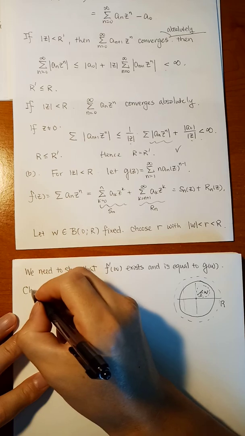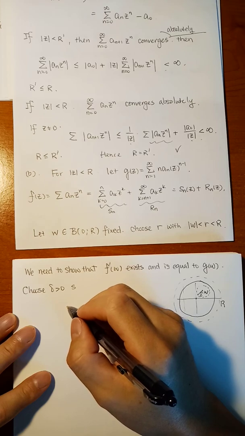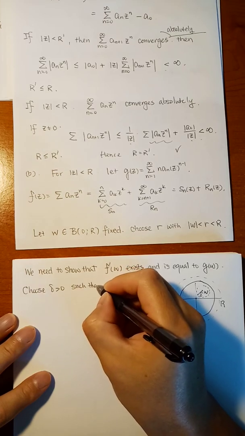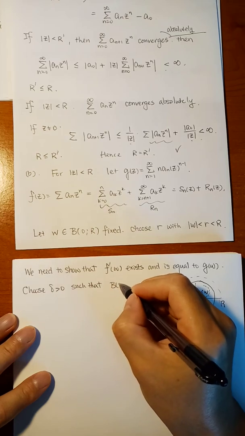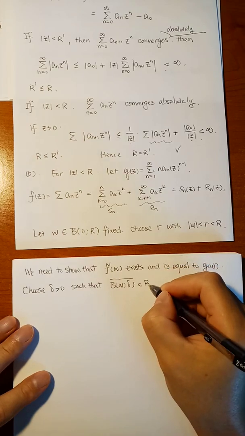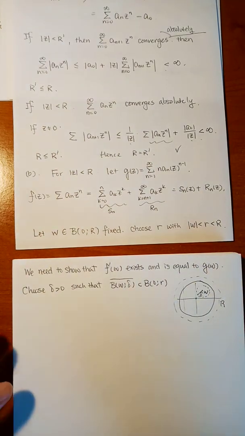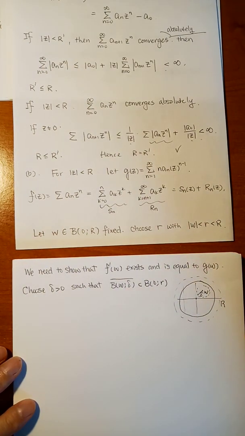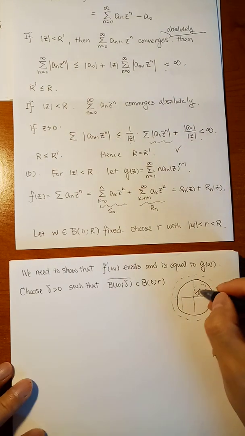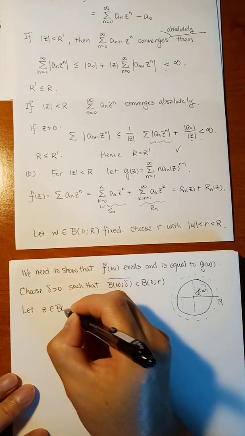So choose delta greater than 0 such that the closed ball centered at W with radius delta, and take closure, is completely contained in the ball centered at 0 with radius R. So it's inside the small disk. And so far we just randomly pick a small enough delta, and later maybe we will even restrict it. Okay, and in this small disk, let Z be in this small disk.